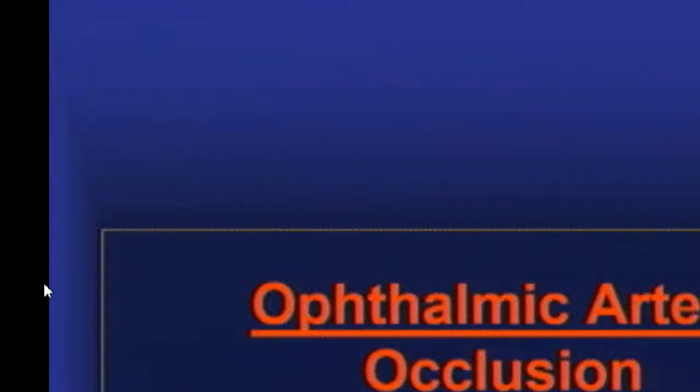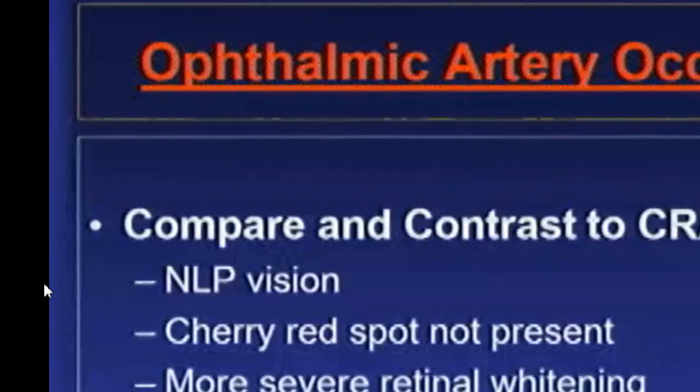We have another cause, which might be covered quickly: the ophthalmic artery occlusion, characterized by no light perception. The cherry red spot is not there when you compare it with the central retinal artery occlusion, and there is more severe retinal whitening. The systemic association is similar to central retinal artery occlusion, but there is a much higher incidence of giant cell arteritis in these patients.